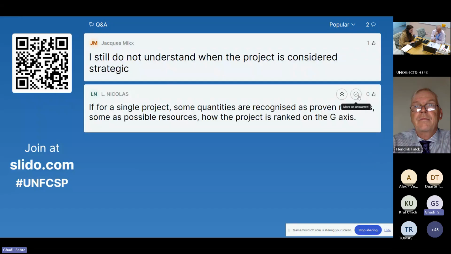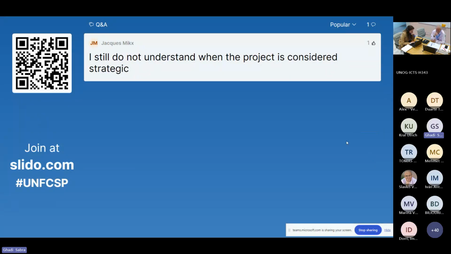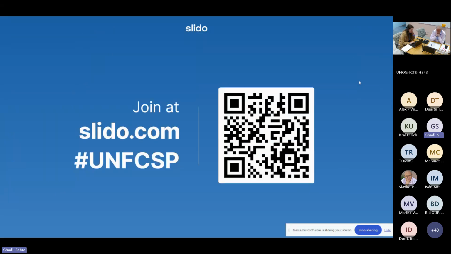Thank you for that, Hendrik. The last one is: I still do not understand when the project is considered strategic. As we said, this is for UNFC-related questions in the Q&A, but to put it simply, a strategic project has to be recovering, extracting or focusing on strategic raw materials and making a significant contribution. More on that can be found on the official strategic projects website. With that, I conclude the Q&A.